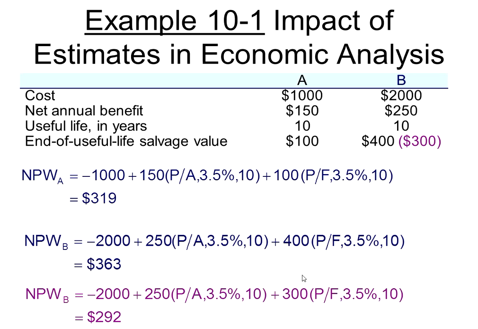So when we do that, we get a net present worth of B of 292, which is less than 319, the net present worth of A. If we compare 319 and 292, 319 is higher, so maximizing the net present worth, we would choose A instead of B if 300 is a correct estimate. So you can see there is potentially a big impact on the decision in this case.